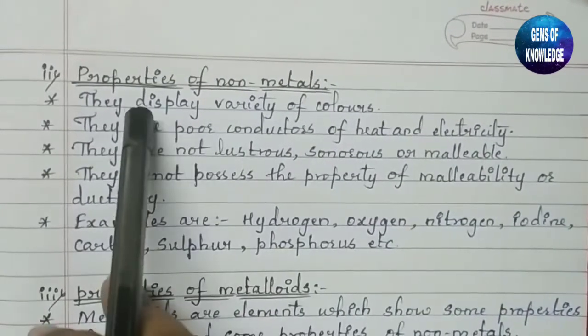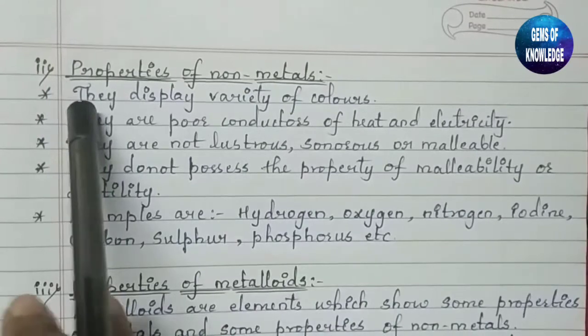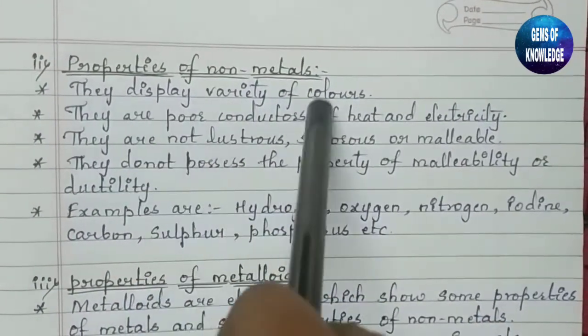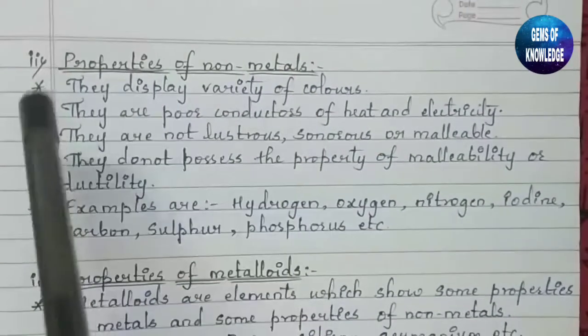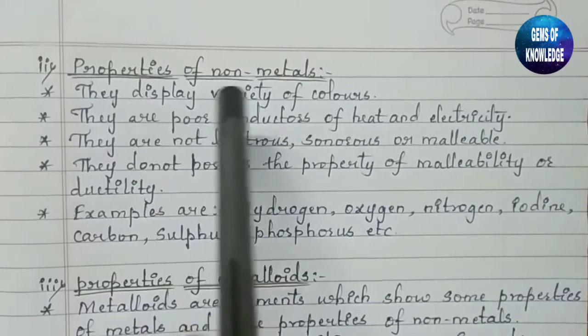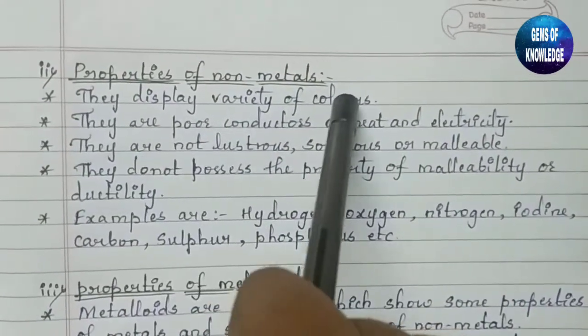Next we need to learn the properties of non-metals. So what are the properties of non-metals? Non-metals display a variety of colors, whereas metals only had two colors, that is silvery grey or golden yellow. But in the case of non-metals, they display a variety of colors.